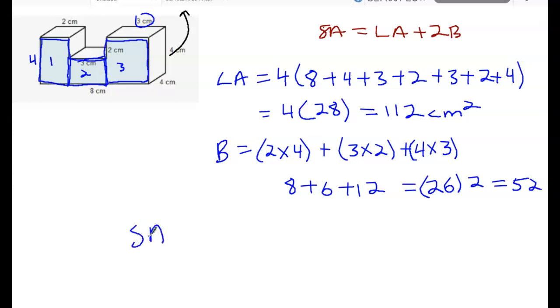Finally, the surface area, we add the whole together to get the surface area of that, and that will give us 164 centimeters squared.